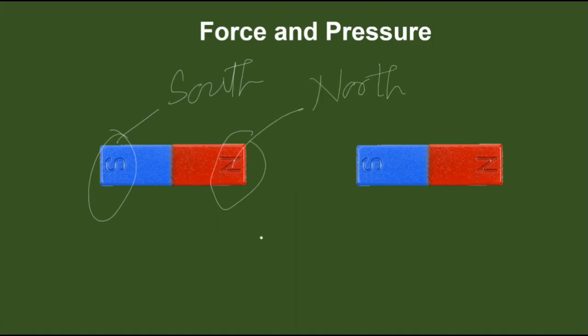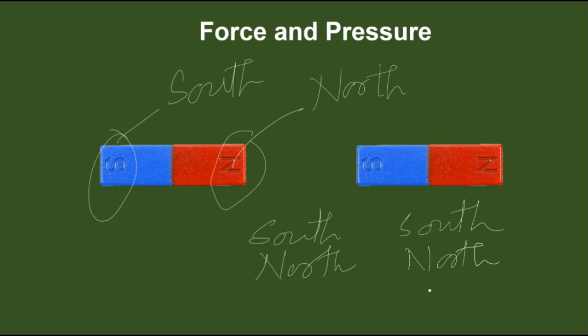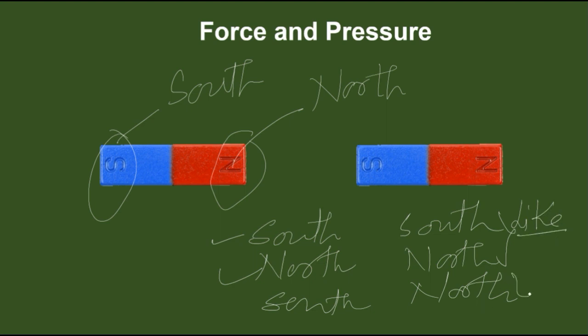Right? So you can bring this magnet in this way, south and south facing each other, or north and north facing each other, or south and north facing each other. When you bring south and south, or north and north facing each other, they are like poles, isn't it? Whereas here, unlike poles.